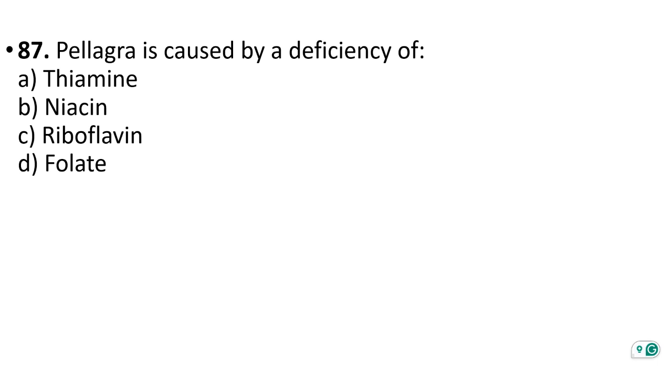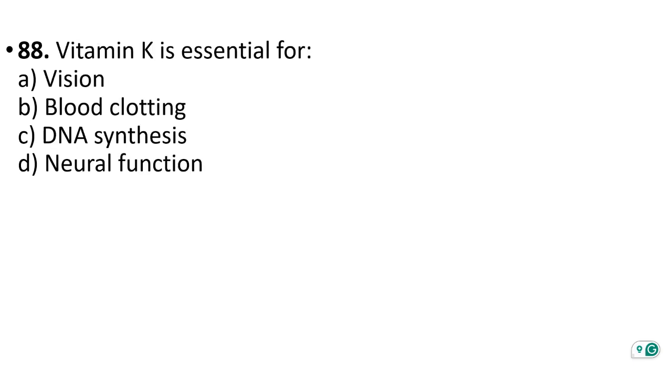87. Pellagra is caused by the deficiency of thiamine, niacin, riboflavin, folate. The answer is option B, niacin. 88. Vitamin K is essential for vision, blood clotting, DNA synthesis, neural function. The answer is option B, blood clotting.